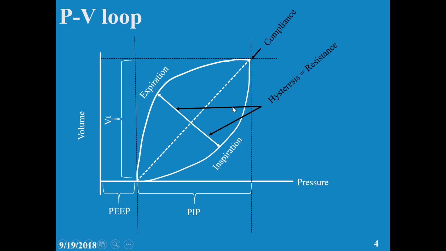Now here we have inflation and deflation, inspiration, expiration. The distance between them represents the resistance. This graph never starts from zero because there is PEEP. And this is pressure in centimeter water, and this is volume in mil. Is that clear?